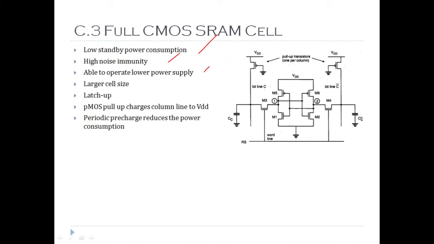But of course, it has some downsides as well. It has larger cell size, because of the number of transistors here. You can compare with the resistive load, there were only 4 transistors. Here there are 6 transistors in one cell. So the size of the cell is larger.